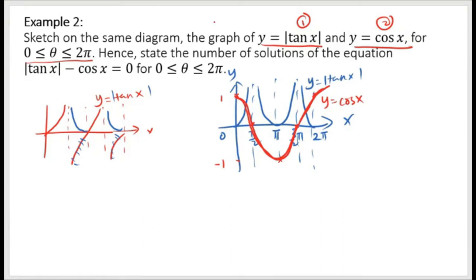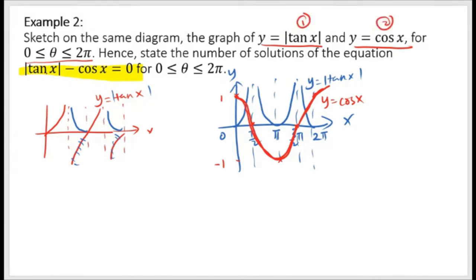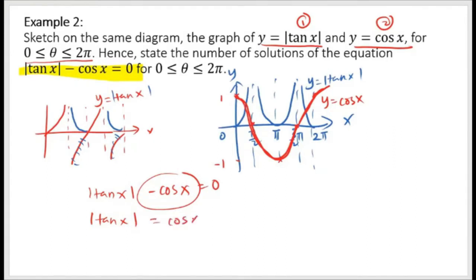Then after this, he wants you to set the number of solution. What does it mean for this one? What is the relation between these two? Which I prove to you. Modulus tan x minus cos x equal to 0. What is the relation between the first and second graph? You can put like this: tangent x, you move the negative cos to the right hand side. It becomes cos x. From here, this is the first equation. This is the second equation, right?